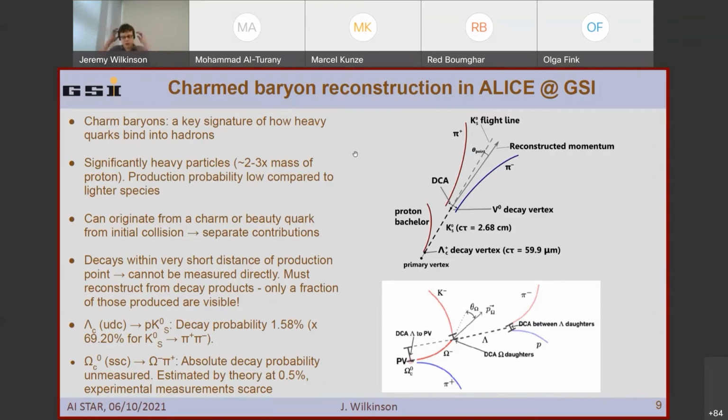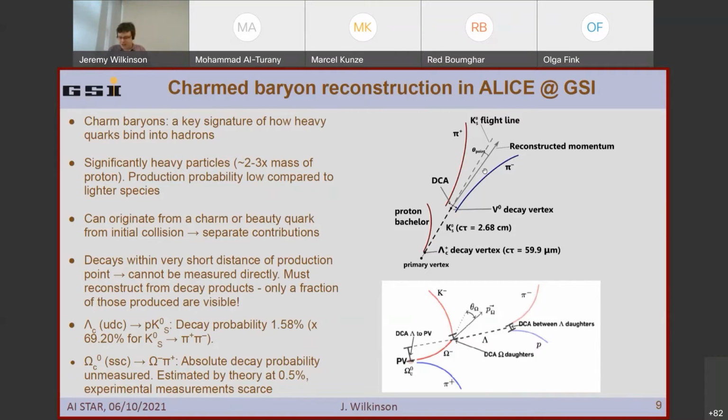So we have separate contributions with different detector responses that come from this. These will typically decay within a very short distance of the production point. So the lambda C, which is the lightest charmed baryon, decays within about 60 microns, and this is really at the limit of what we can reconstruct in terms of the vertexing resolution of our detectors. In addition, it's a rare decay to start with, and the probability of it decaying into this specific channel of the proton and the K0 short is about 1.5%.